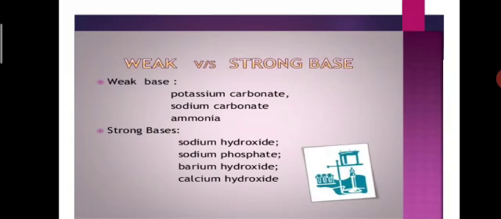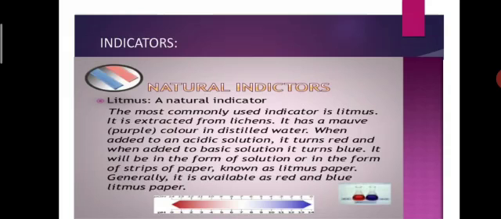Now, weak versus strong bases. We know that among acids, and also among bases, some are weak and some are strong. The weak bases are potassium carbonate, sodium carbonate and ammonia. When we talk about the strong bases: sodium hydroxide, sodium phosphate, barium hydroxide, calcium hydroxide. So these are the strong bases.